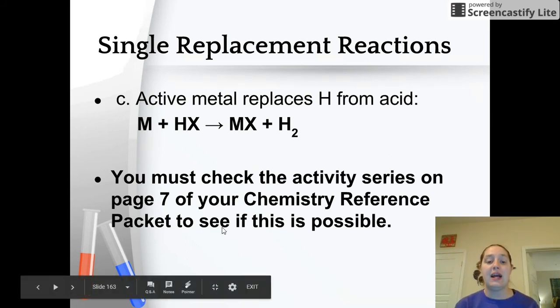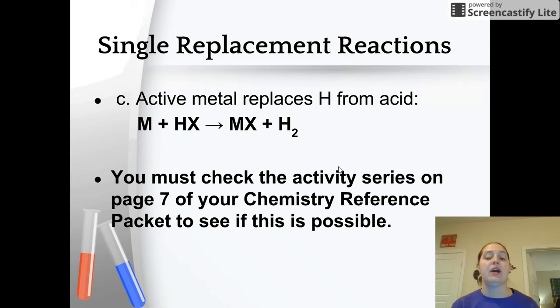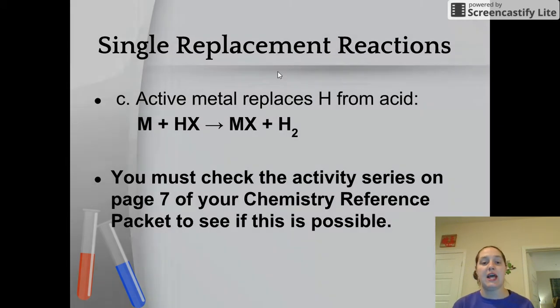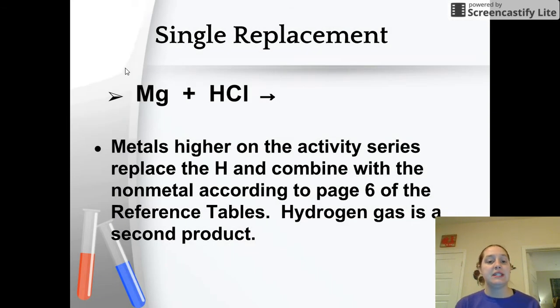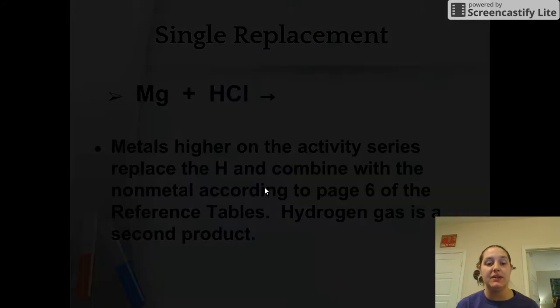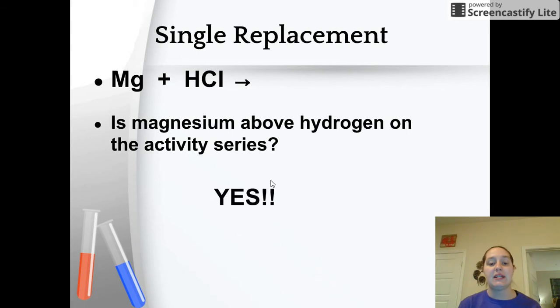Again, you're checking the activity series. Single replacement and the activity series, these two go together. You have to check your activity series for the single replacement reactions every time. Okay, so here's an example. We have magnesium and hydrochloric acid, or at this point, you just know this is hydrogen monochloride, but you now know that's an acid because it starts with hydrogen. So magnesium is going to attempt to replace the hydrogen. So we need to figure out if magnesium is higher on the activity series. If we take a look at the activity series, magnesium is higher than the hydrogen, so the reaction does occur.